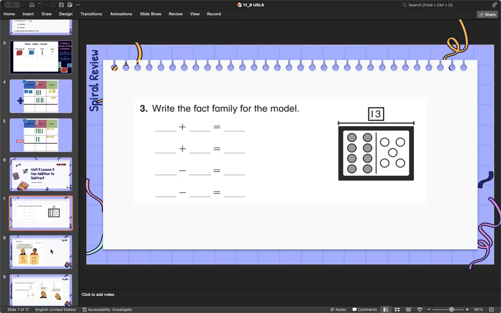For instance, if you're using a number like 3, 4, and 7, what are different ways you could make 2 addition and 2 subtraction? 4, 3, and 7.